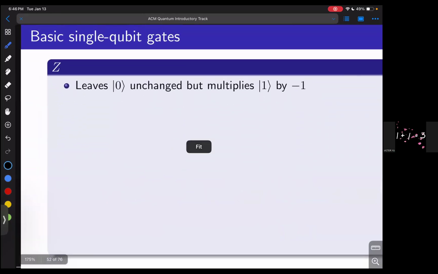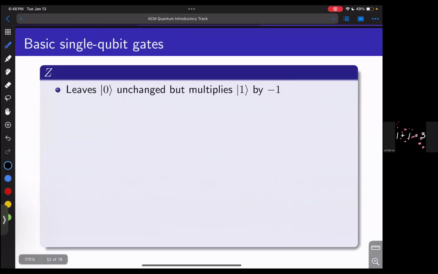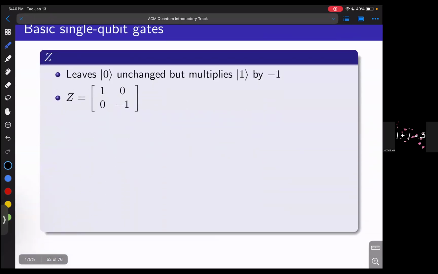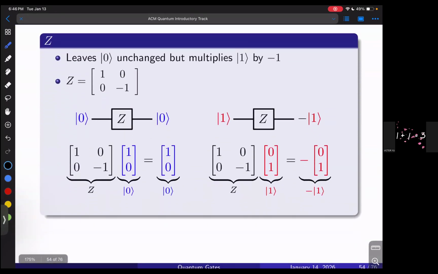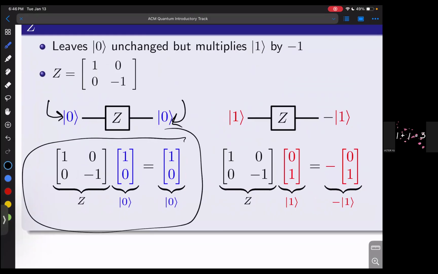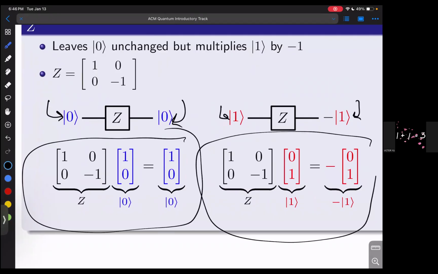Okay. Here's the Z gate, which will do nothing to the 0 state, but will multiply the 1 state by -1. So the coefficient in front will just be multiplied by -1. And here's the matrix representation of it. And here's the same circuit diagrams. If you start in the 0 state, you apply the Z gate, you'll end in the 0 state, and that can be computed out by the matrix representation. If you start in the 1 state, you'll end up in -1, and that can be seen in that matrix calculation as well. Does that gate make sense to everyone?